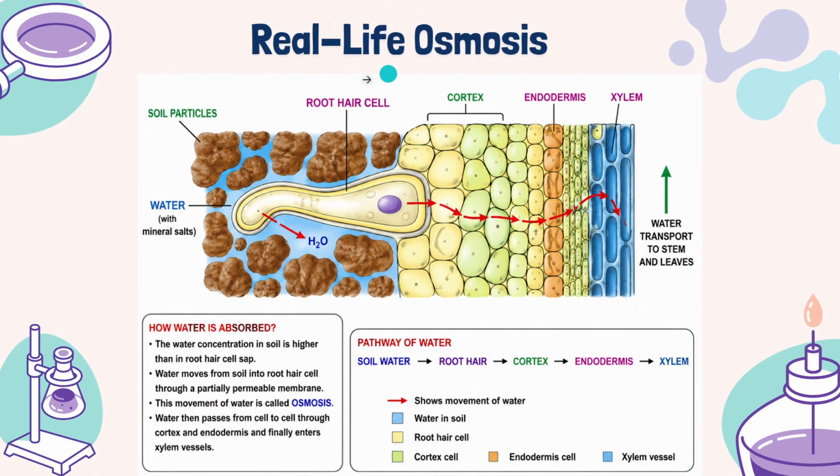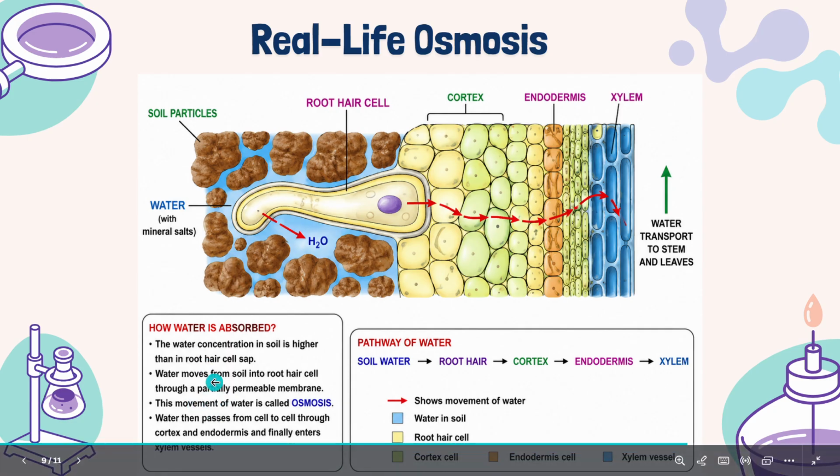Another real life example is how water is absorbed in the roots. The water concentration in the soil is higher than in the root hair cells. So this is the root hair cell, and outside the water is more. Water moves from the soil into the root hair through a partially permeable membrane. The root hair membrane behaves as a partially permeable membrane, so the water will move inside the cell through osmosis.